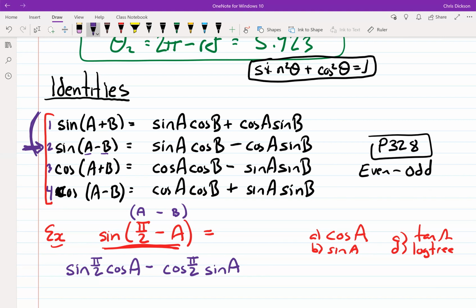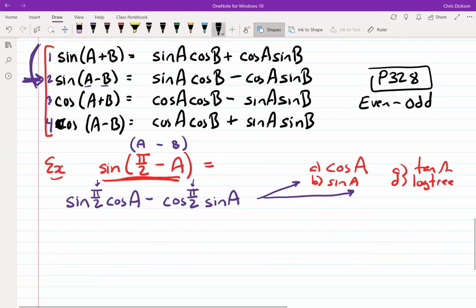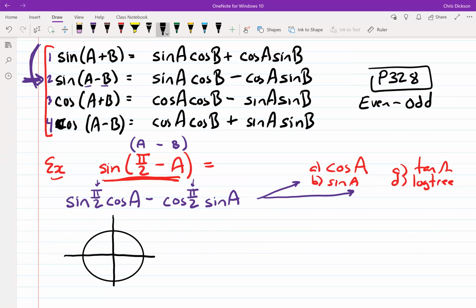Once again, this does not look a lot like any one of these right now. This looks quite different. But you should remember that pi over 2 is special. It's a special angle. If I'm thinking about shapes, I think my circle here, I draw my line. Where is pi over 2? Pi over 2 is right at the top here, and that's the coordinate 0, 1. So I know my x value is 0, my y value is 1, and my r value would be 1 on the unit circle.